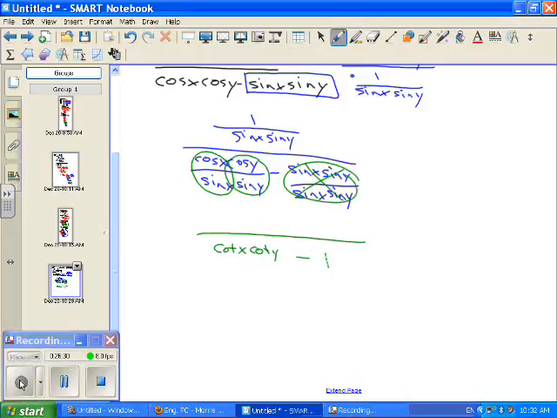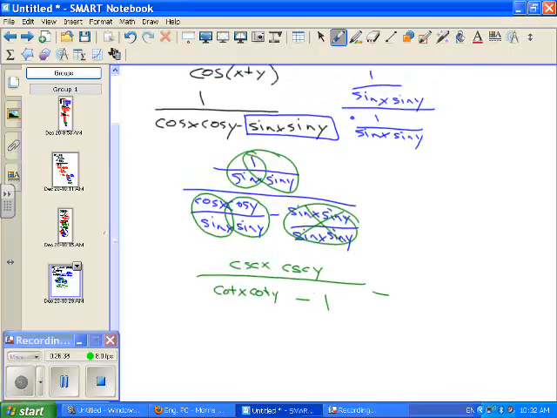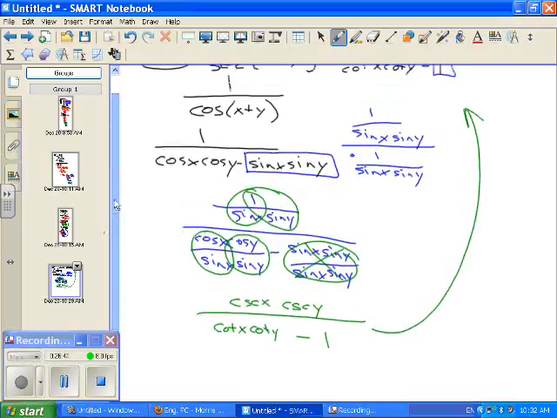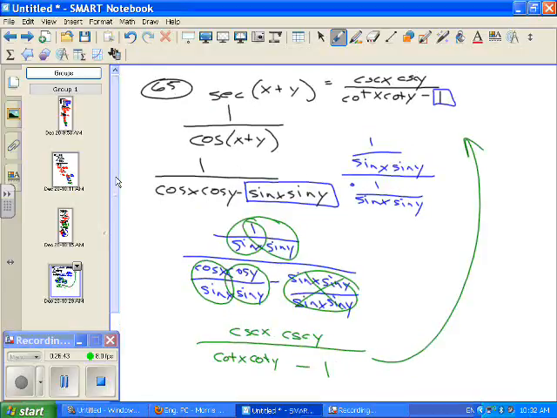And that's in the bottom. And then in the top I have 1 over sine and 1 over sine. Cosecant x, cosecant y. Cosecant x, cosecant y. Look at that, which is really what I wanted up here. Right on the money.